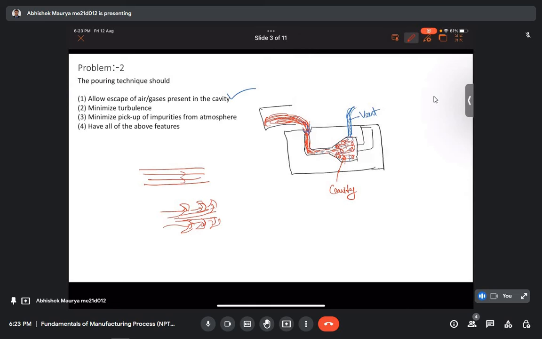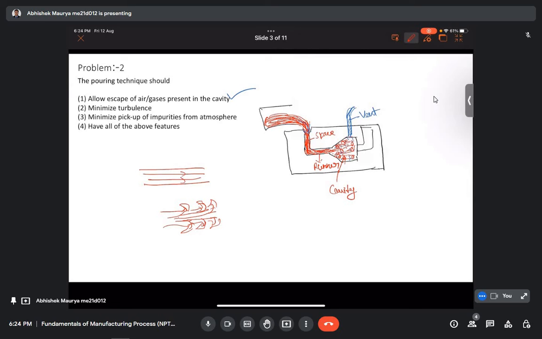If the metal flows in a streamline manner, it will smoothly go inside the mold along the sprue. After that it will go through the runner and then finally inside the cavity. But since the flow is laminar, it won't harm the mold walls.